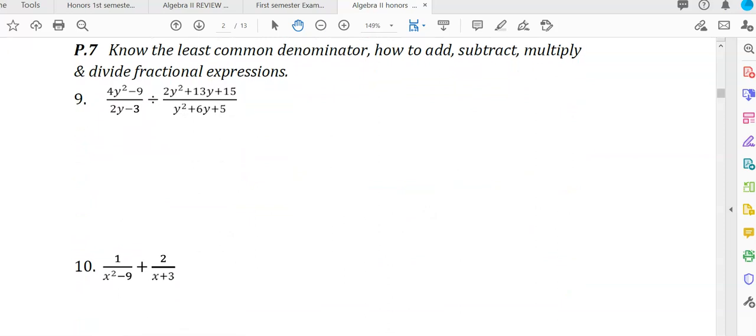Least common denominator. Okay, so we might want to... First things first, you've got to flip this, right? That's going to be flipped around, and factor everything you possibly can, right? So put parentheses around that.